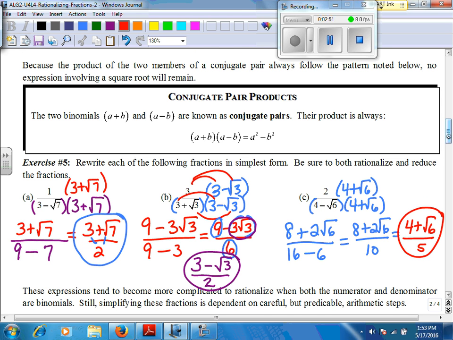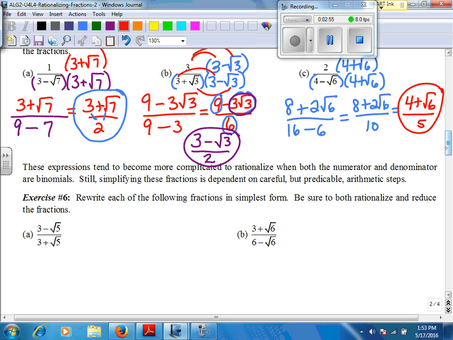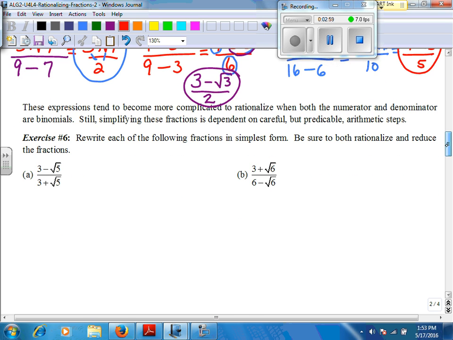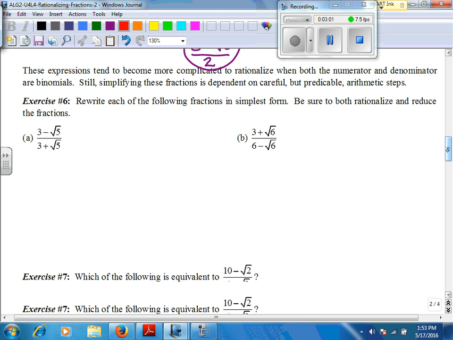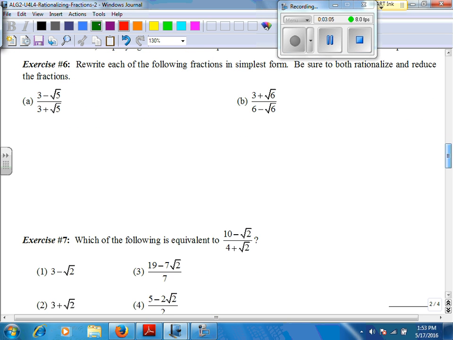Okay. Now let's go on to the next part. These ones are just a little more difficult because, as you can see, we've got not only radicals in the denominator, but also radicals in the numerator. You're not going to go about doing them any differently. It's just that what we get in the numerator is going to be a little more complicated. We're still going to multiply by the conjugate, 3 minus square root of 5, and same in the numerator.